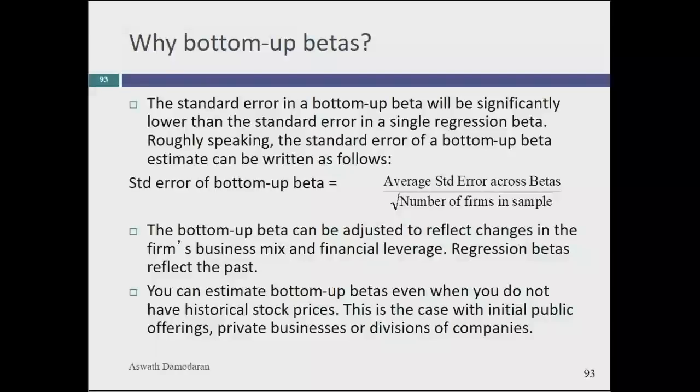So my arguments for bottom-up beta. First, it's going to be far more precise than any individual regression beta. So even if you're in a single business, you're better off using the average beta for the business than your own regression beta. Second, if you've changed your business mix and your financial leverage, guess what? I can reflect it. How? I pick the weights.